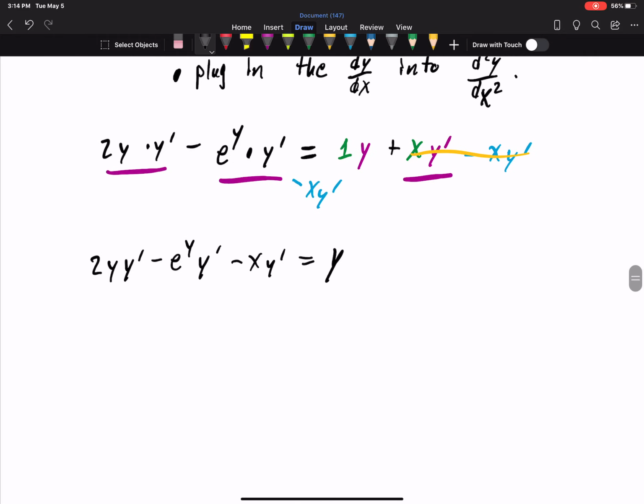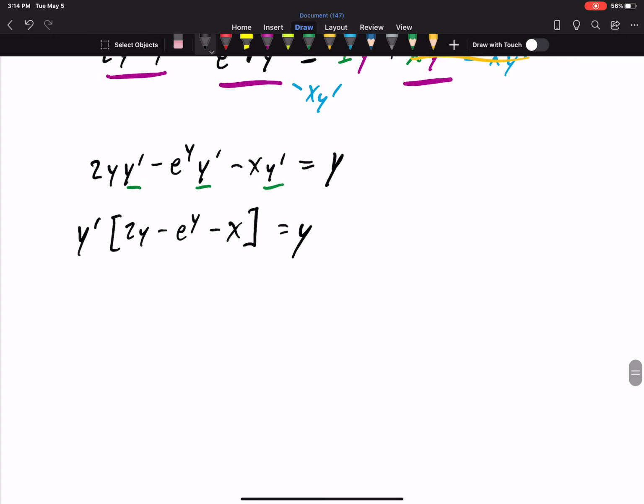Okay, final step of finding just the first derivative. Well, second to last step, I always get that confused for some reason, is we're going to factor out our y prime. So you have a y prime times 2y minus e to the y minus x, and that's equal to y. Now, the final step of just the first derivative is divide both sides by this box. So this gives you y prime is equal to y over 2y minus e to the y minus x. Okay, so that's the first derivative. That gives us dy dx.